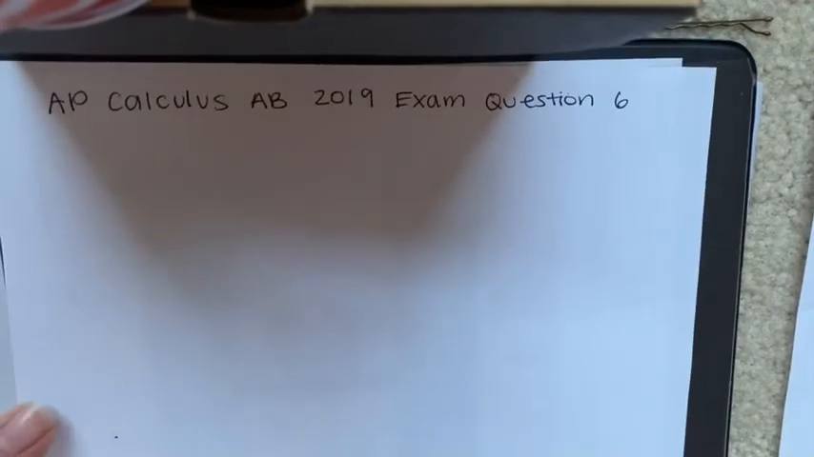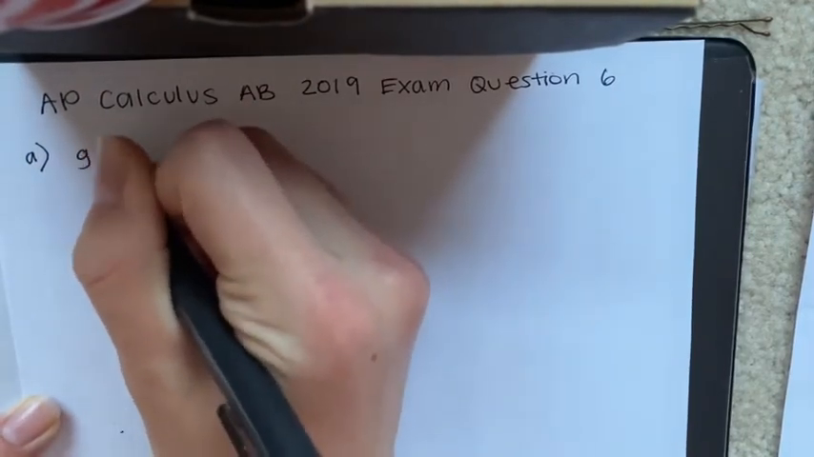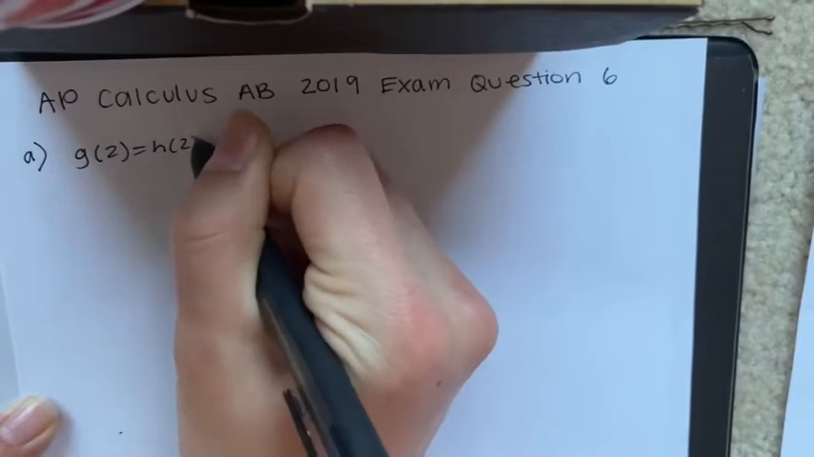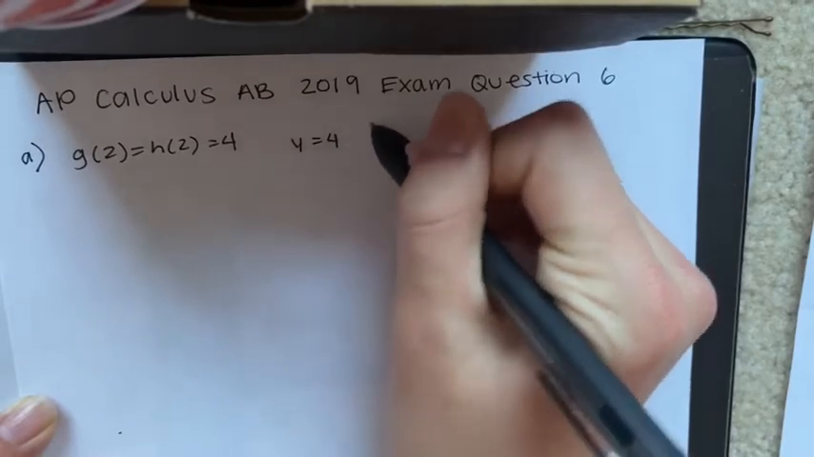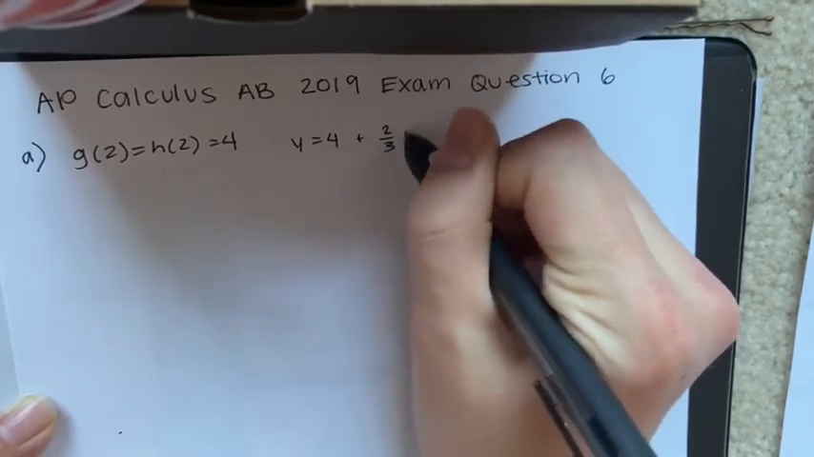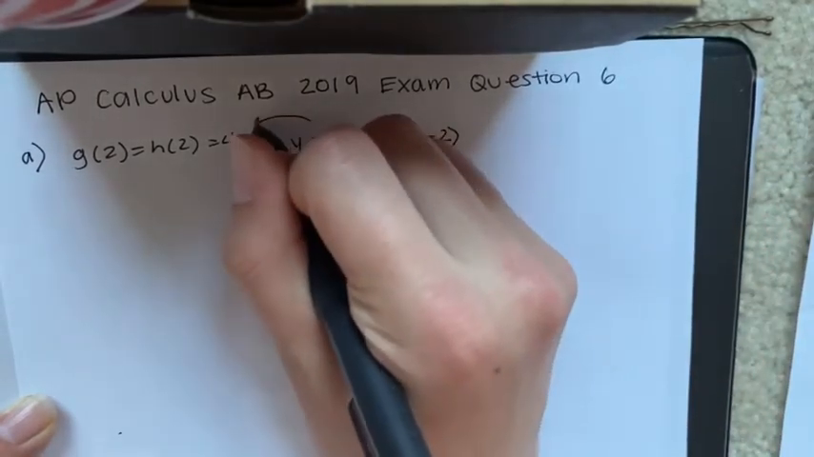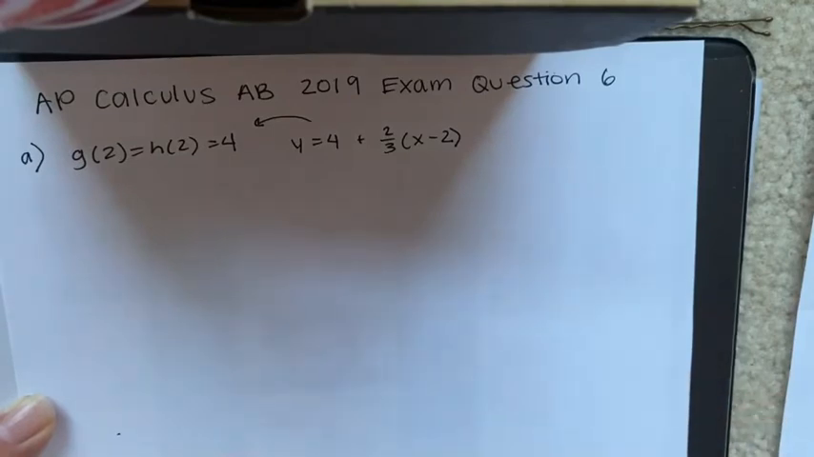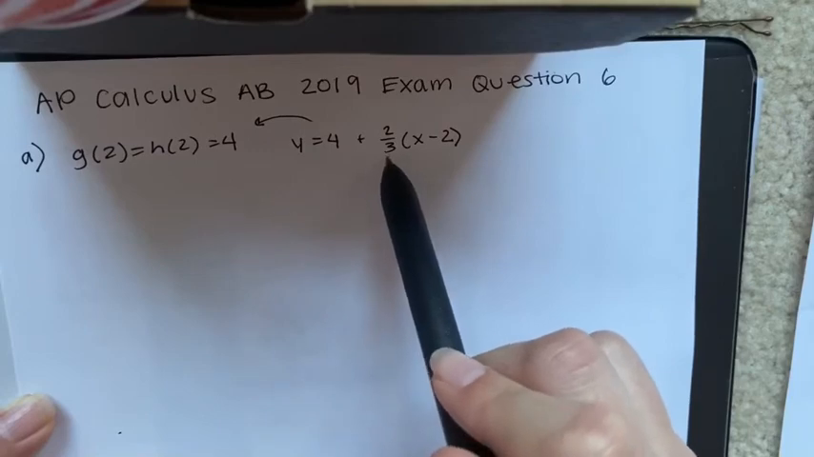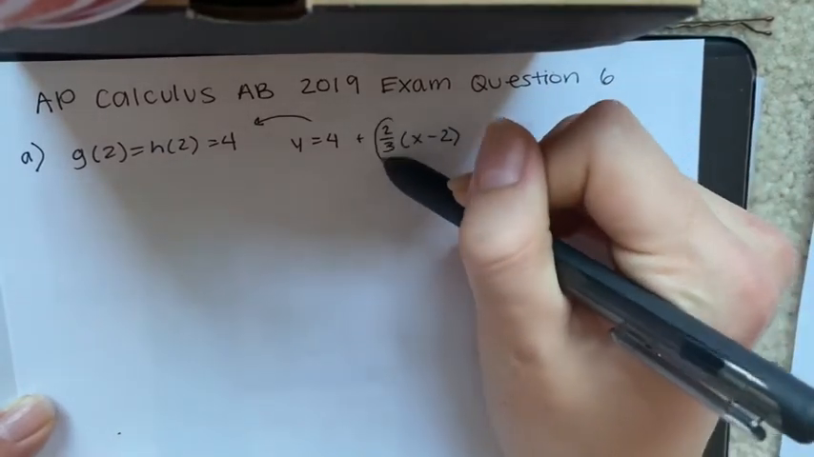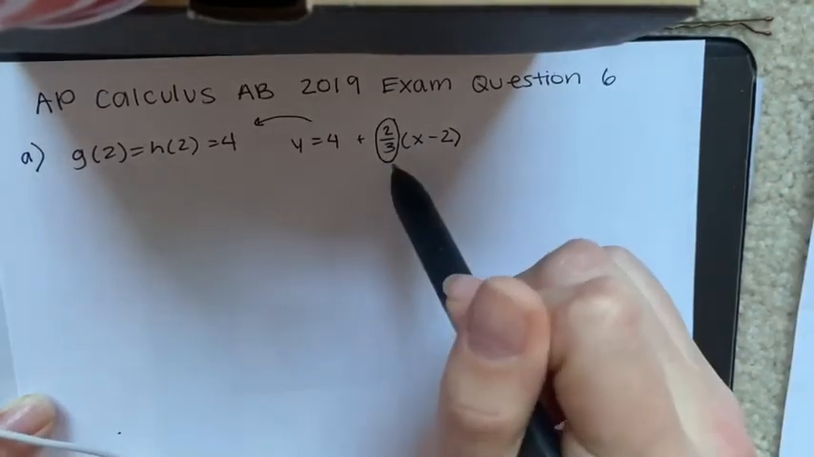So first I'm going to start by writing down all the information we know so far. We know that g of 2 equals h of 2 equals 4. And then we also have this equation y equals 4 plus 2/3 (x minus 2), and this line is tangent to both of these graphs. So it's asking for h prime of 2. Because this equation is the equation for the tangent line, this is point slope form, and this is the slope right here.